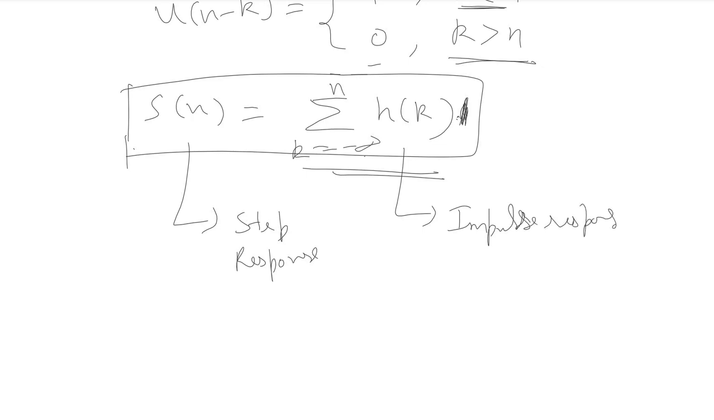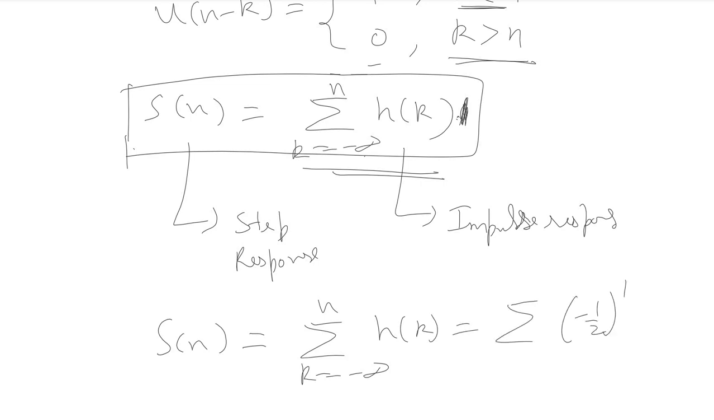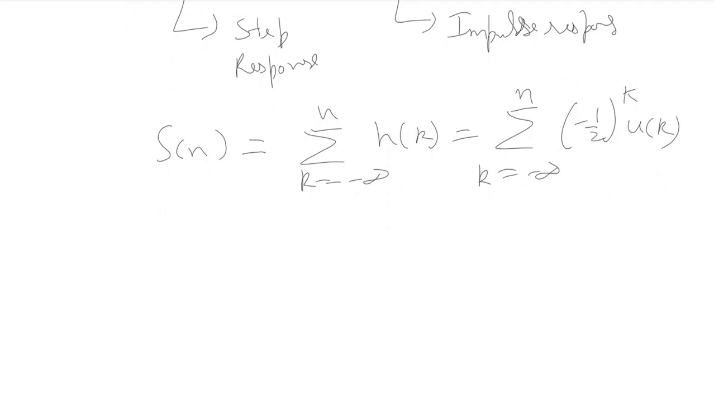Now moving back to our question, S of n will be equivalent to summation k ranging from minus infinity to n H of k, and H of k for this question is (minus 1 by 2) raised to power k U of k, with k ranging from minus infinity to n. Let us change the range of this summation according to this U of k, because U of k will be unity for k greater than or equal to 0 and 0 otherwise.